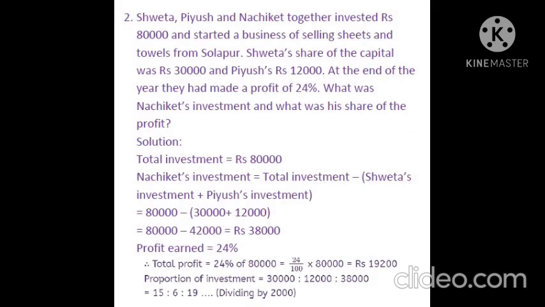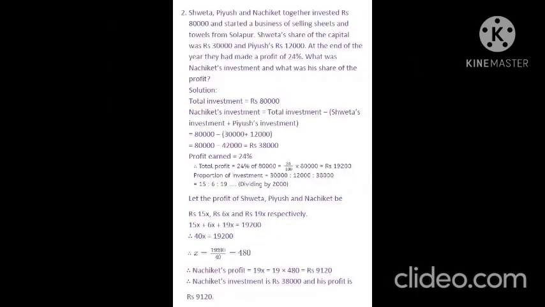For getting the proportion of investment, we write proportion of investment is equal to 30,000 is to 12,000 is to 38,000. Dividing by 2,000, we get 15 is to 6 is to 19. The profit must also be shared in the same proportion. Let the profit of Shweta, Piyush and Nachiket be rupees 15x, rupees 6x and rupees 19x respectively. Therefore, 15x plus 6x plus 19x is equal to 19,200. Therefore, 40x is equal to 19,200.